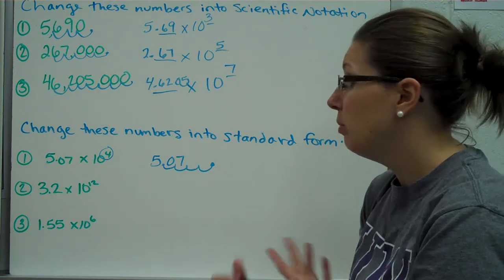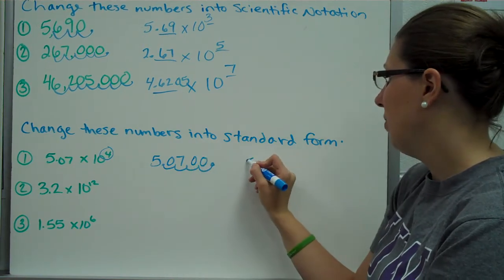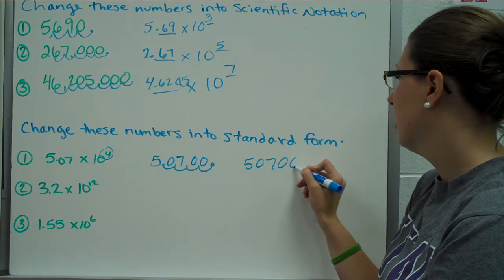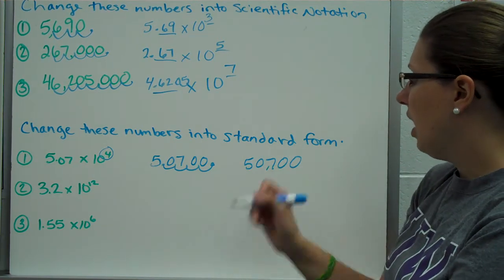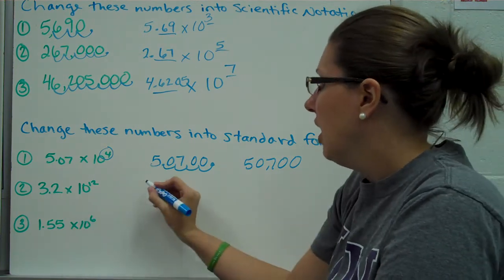Now what do I do with all these blank spaces? I fill them in with zeros. And I rewrite my new number. And you can put a comma, 50,700. Here goes my next number.